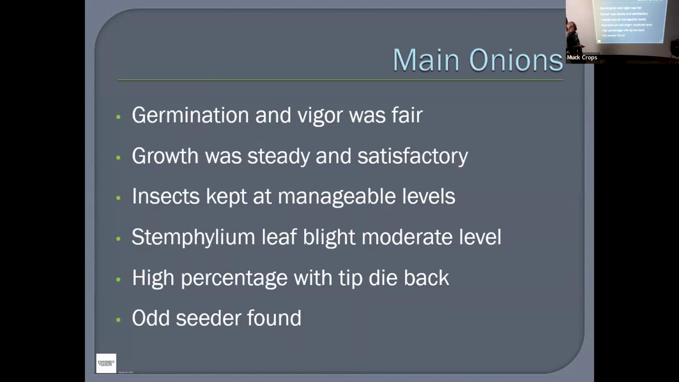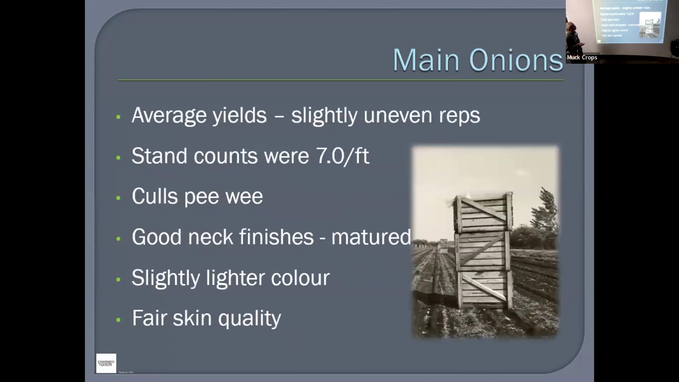Stemphylium leaf blight, moderate. Of course, more of an issue late July into August. High percentage of tip dieback though this year. We noticed that in the varieties. I think a lot of guys out there also had that, but it was certainly the case inside the variety trial. And there was the odd cedar found in the trial this year on a few varieties.